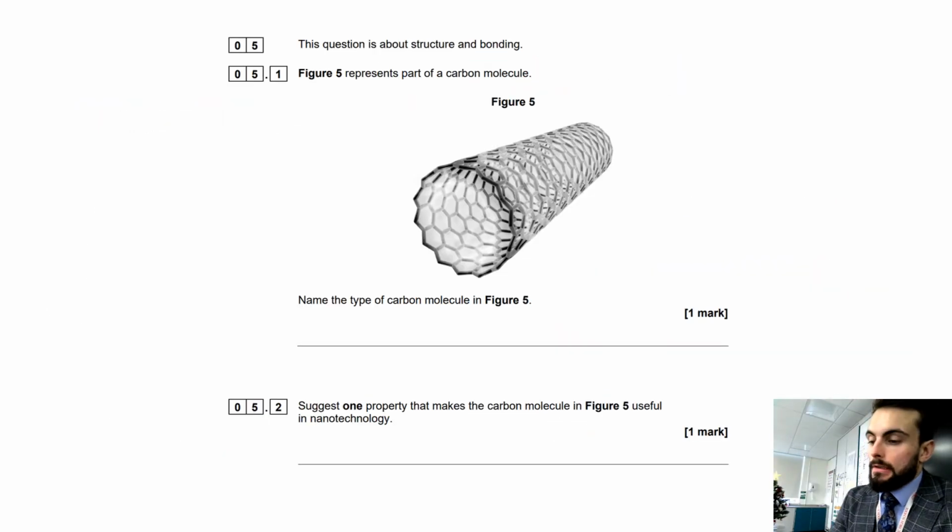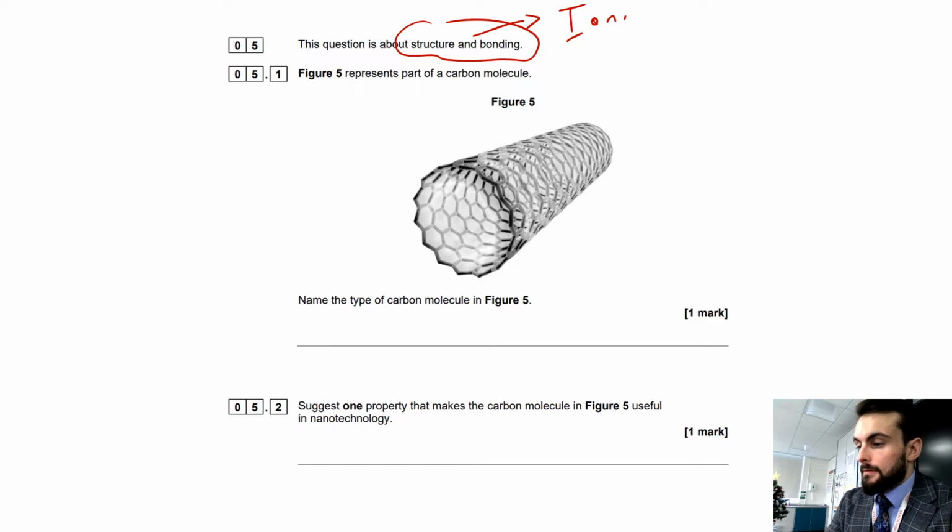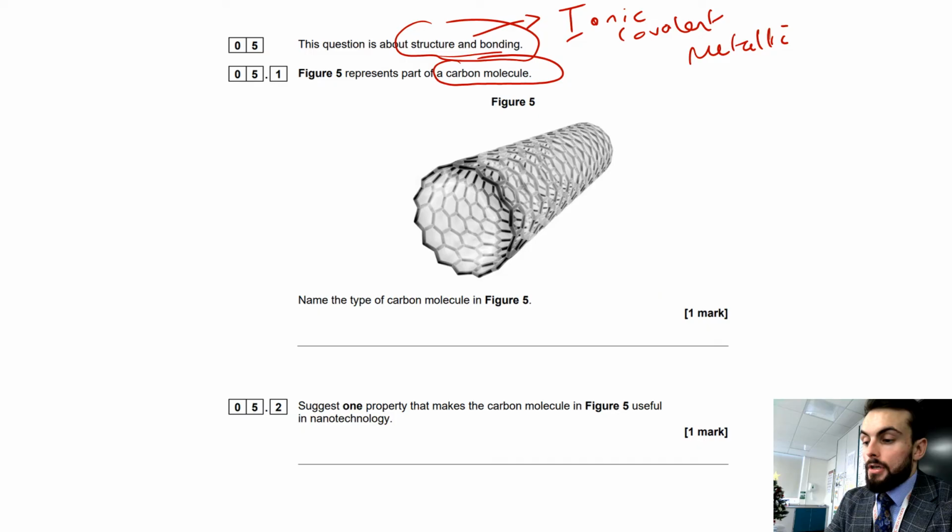Next question. This question is about structure and bonding. The first thing I think of, before I even read any further, is the 3 types of bonding: ionic, covalent, and metallic. As soon as I see those words: Figure 5 represents part of a carbon molecule. You hear the word carbon, and first off you're thinking, well, it's made out of carbon. Carbon is a non-metal, and all non-metals are covalent.